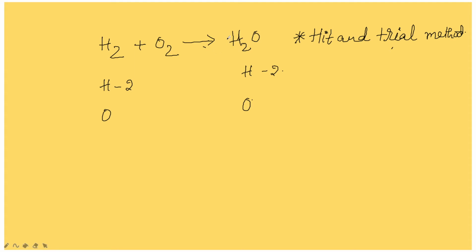So to have 2 oxygen atoms on the right, we multiply H2O by 2. Then oxygen becomes 2, but hydrogen also becomes 4. Now the number of oxygen atoms is equal, but hydrogen is unequal: 2 on the left and 4 on the right. So to have 4 hydrogen atoms on the left, we multiply H2 by 2. Now we have 4 hydrogen on both sides, and oxygen 2 on both sides. Like this we need to balance the equation.